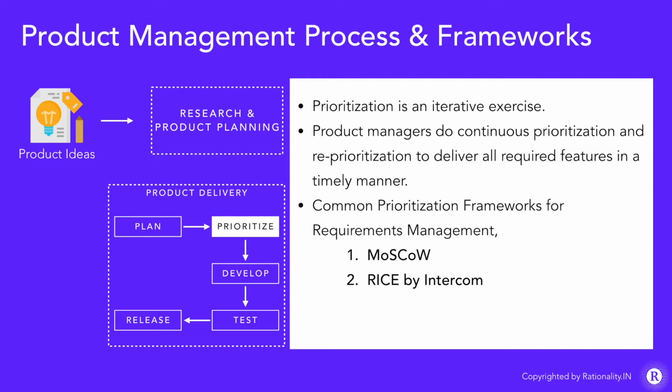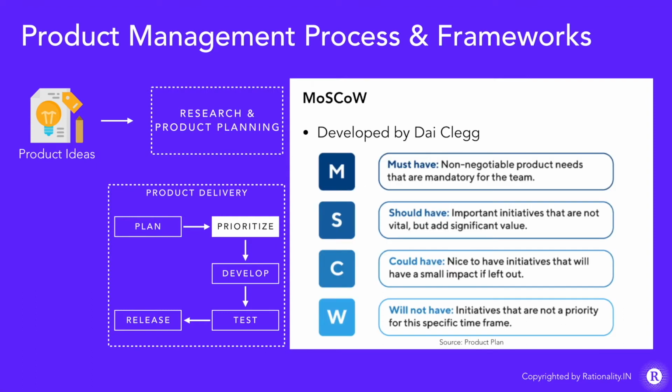Let us understand each of these. The MoSCoW method of prioritization considers a time-boxed approach and suggests putting product backlog items or user stories into 4 different buckets: must have, should have, could have, and won't have. Must haves are the features that are critical and non-negotiable. In the current delivery timelines, these have to be delivered first.